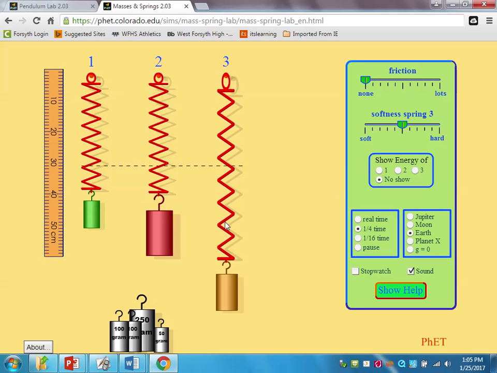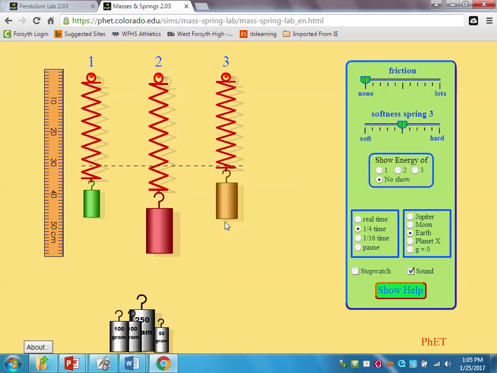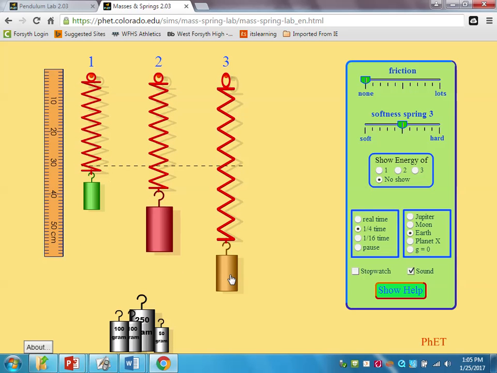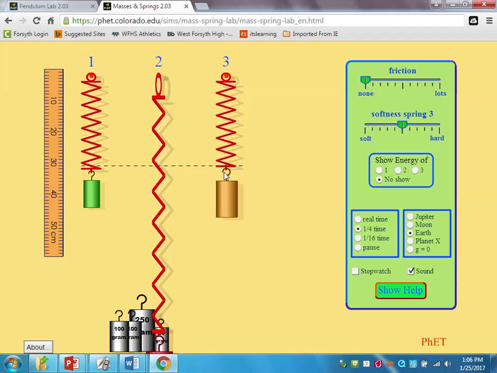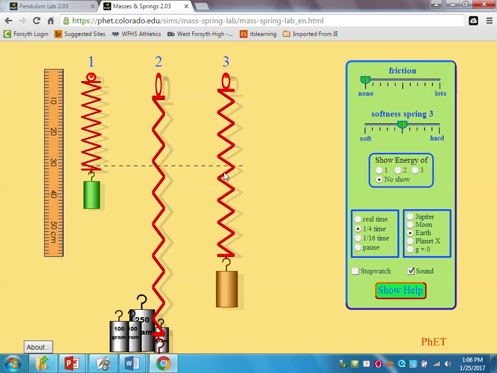One mistake that you do not want to make, and I do see students who do this: when I say count the oscillations, they'll go 1, 2, 3, 4. What are they counting? They're counting half an oscillation, and that's not correct.